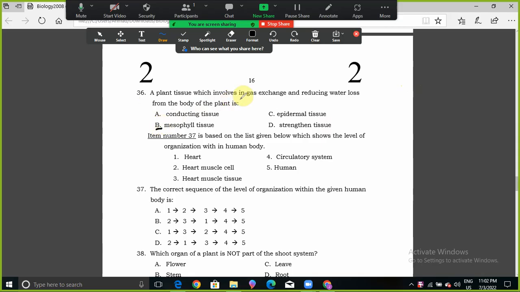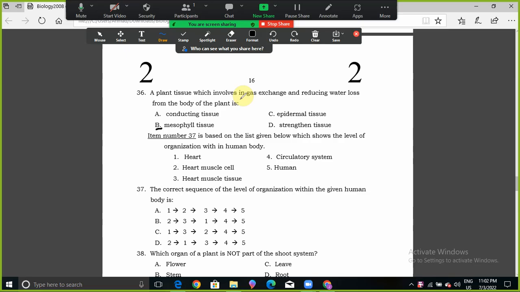Now question number 37. Item number 37 is based on the list given below, which shows the levels of organization within the human body. What we have here, number 1, 2, 3, 4, 5: heart muscle cell, heart muscle tissue, epidermal tissue, stringent tissue, and others.